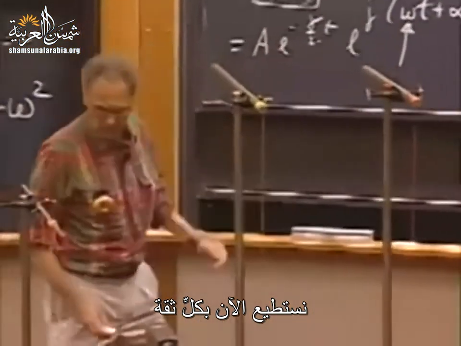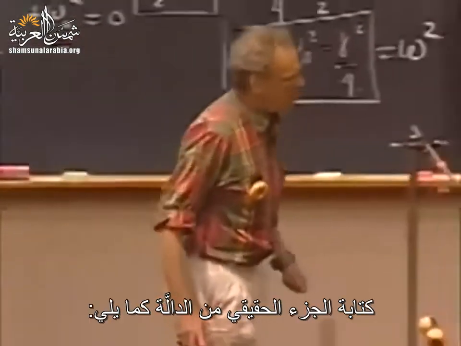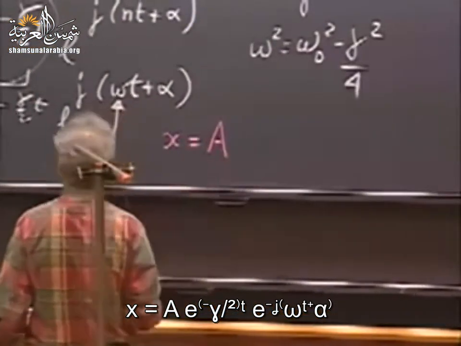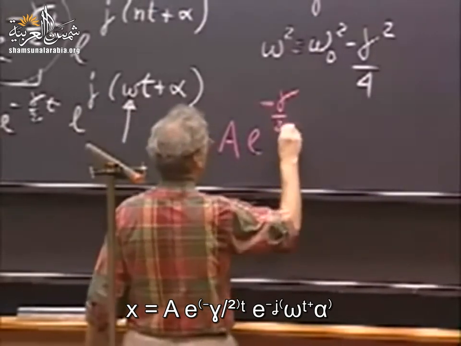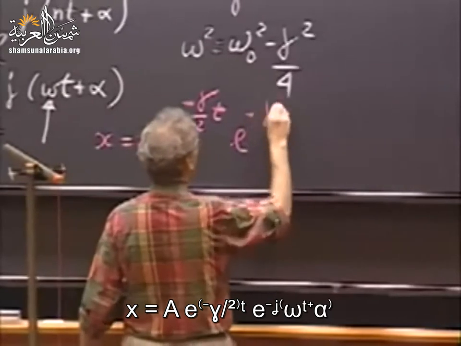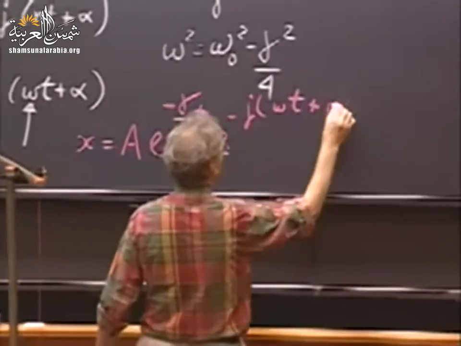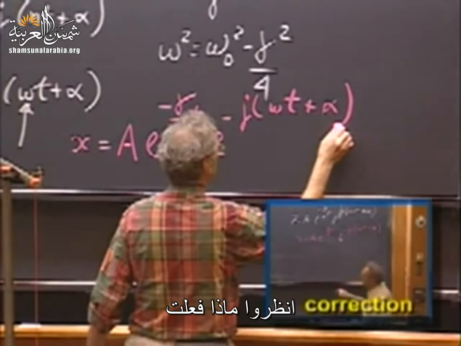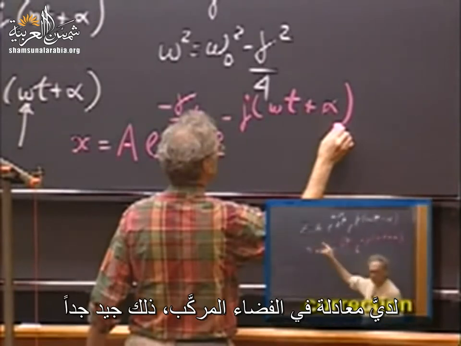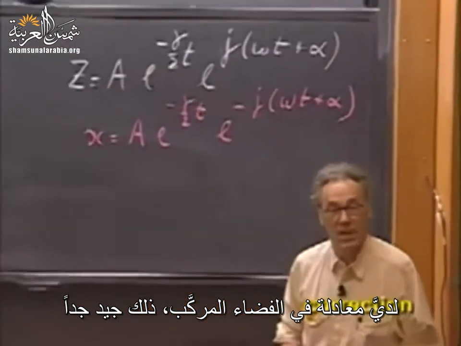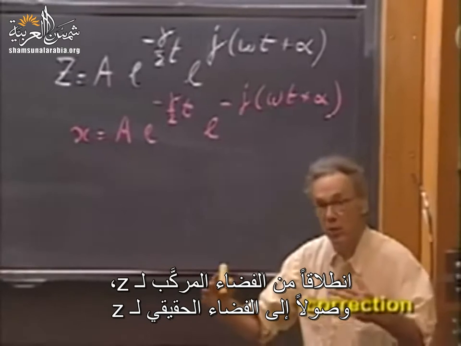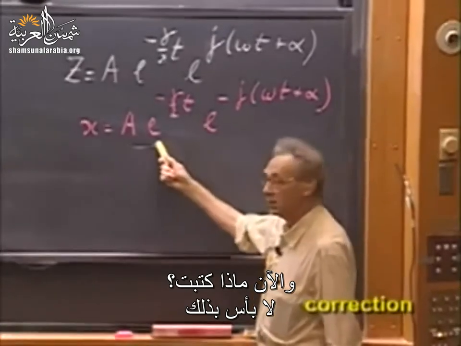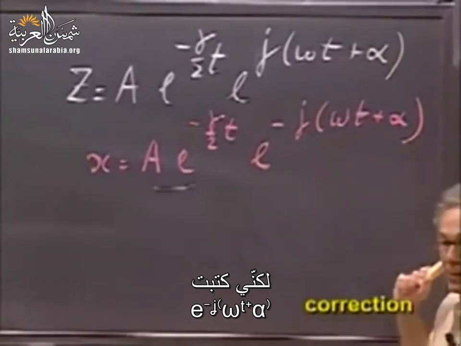And so we can now write down, in all its glory, the real part of this function, which then becomes x equals some amplitude a times e to the minus gamma over 2 times t times e to the minus j times omega t plus alpha. Look what I did. I have an equation in the complex plane. That's perfectly okay. And then I went back to the real world, going from z, the complex plane, to the real part of z. And what did I write down? This is fine. But then I wrote down e to the power minus j omega t plus alpha.